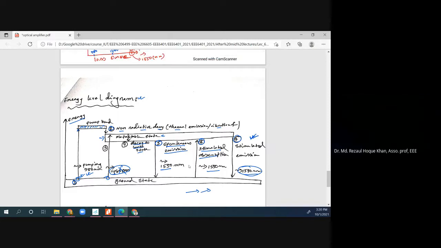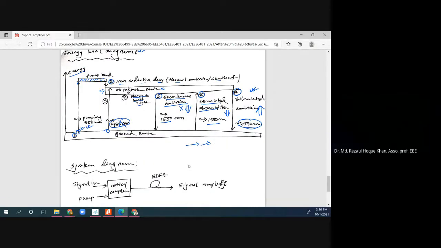So by properly choosing your material and all these things, your goal will be to reduce the noise as much as possible, and increase the amplification as much as possible.